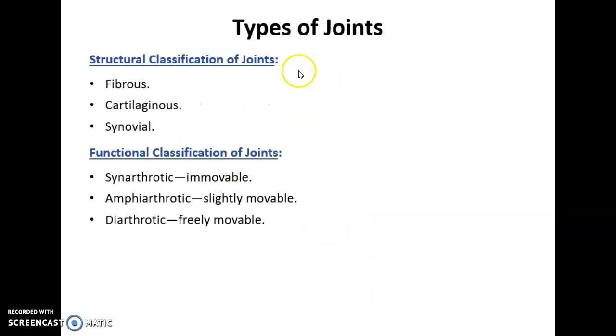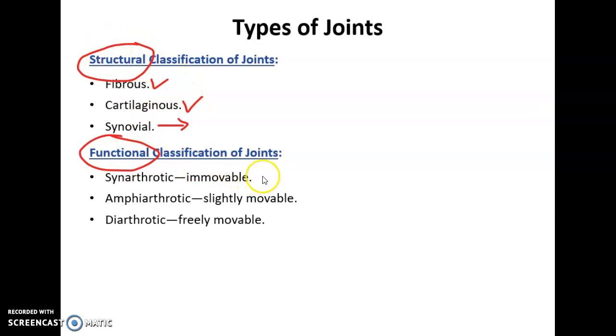Then the classification for joints is regarding the structure and regarding the function. Regarding the structure, we have fibrous tissue, cartilage, and synovial fluid. We're going to be talking about that later on. Then again, we have fibrous joints, cartilaginous joints, and synovial joints. This is regarding the structure.